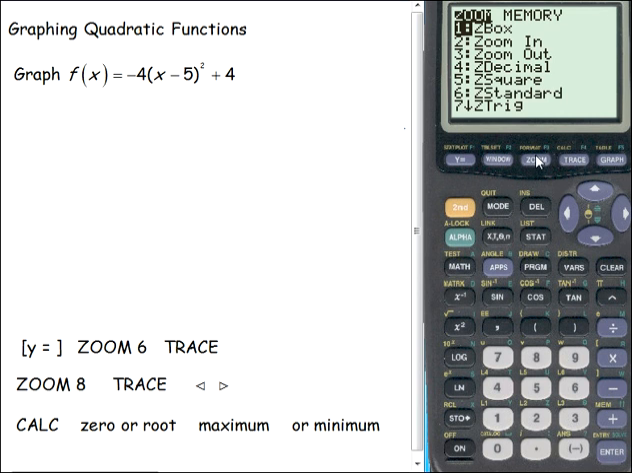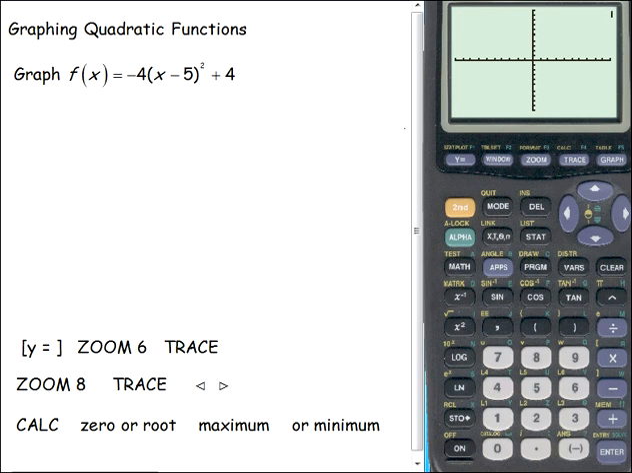And let's look at that. Zoom 6 puts you in a standard window. I'm going to show you what the window is, but let's go to zoom 6 and hit enter and wait. Always let it wait. Now this is a picture of the graph, and in the standard window it goes from -10 in increments of 1 tick mark at a time to +10 in both the x and y axes.